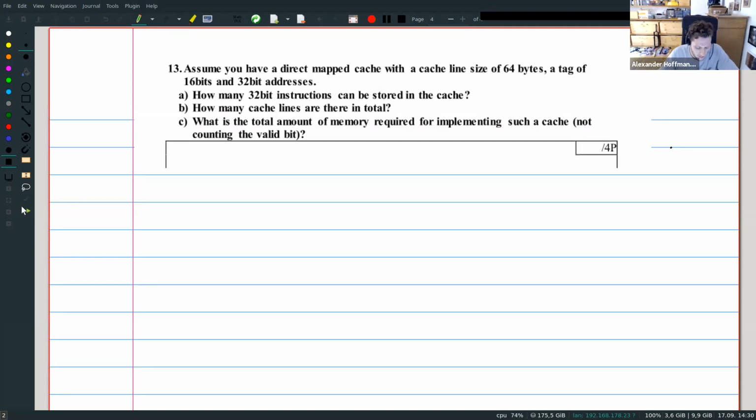We assume we have a direct map cache with cache lines of 64 bytes, a tag of 16 bits, and 32-bit addresses. How many 32-bit instructions can be stored in the cache? So we need to figure out the cache size, right? But we'll just sort of break this down. Let's draw out our address. So our address looks like this. We have 32 bits.